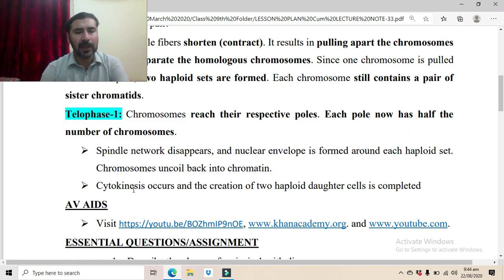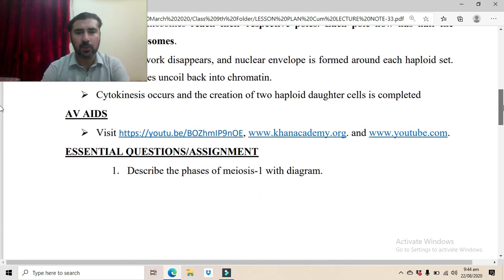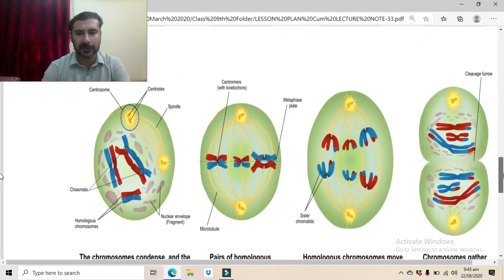At the end, what will happen? Cytokinesis will occur and the creation of two haploid daughter cells is completed. After the karyokinesis, the cytokinesis process will occur and the one cell will be divided into two daughter cells. It is shown here that the cytokinesis happened and two haploid cells are produced.